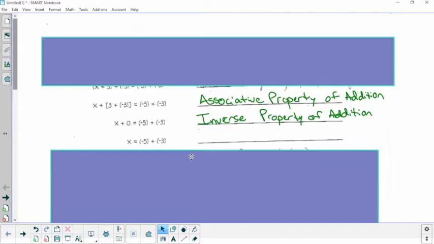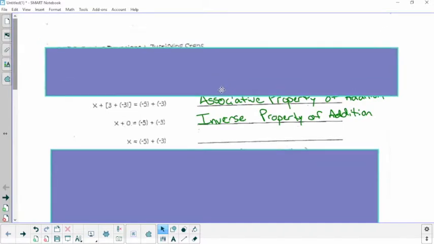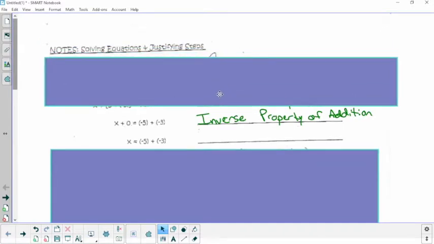So again, I'm sliding down to just focus on two lines at a time. I'm looking for a difference between x plus 0 equals negative 5 plus negative 3 and x equals negative 5 plus negative 3. X plus 0 is equal to x. That's the identity property of addition.